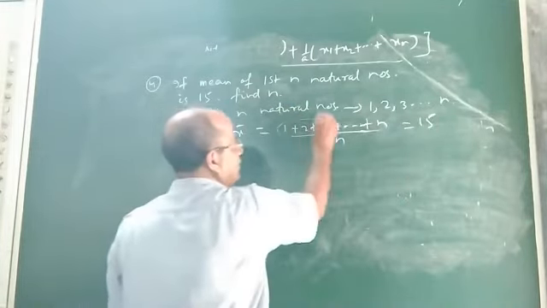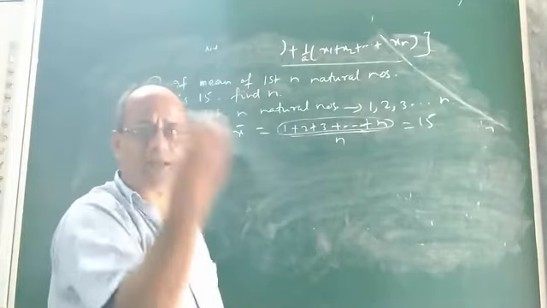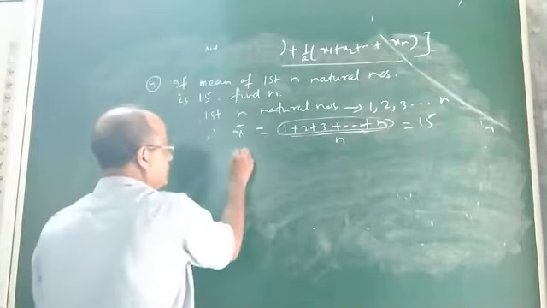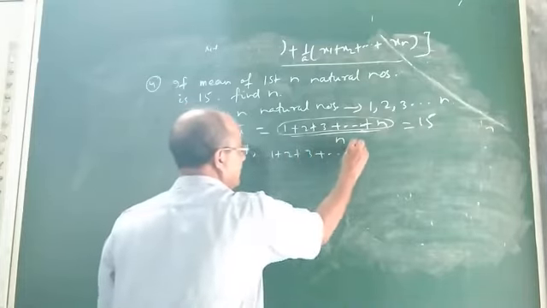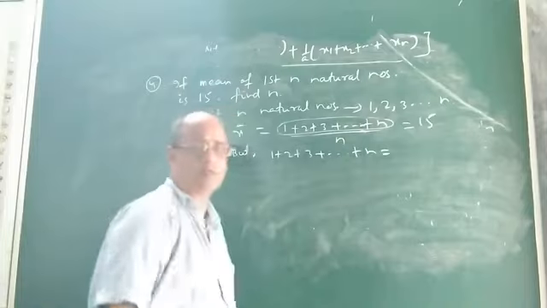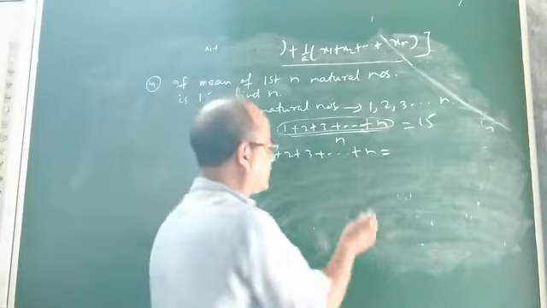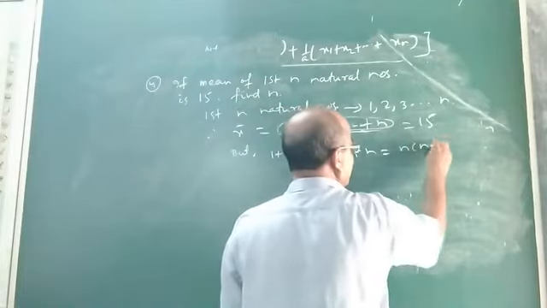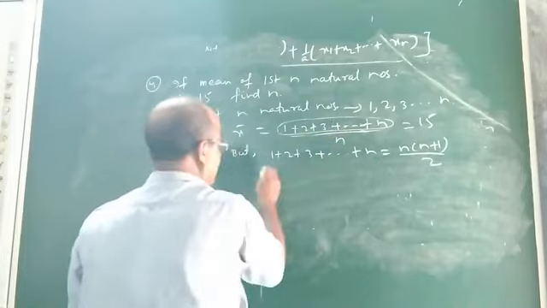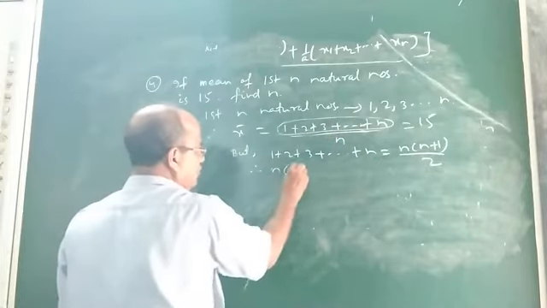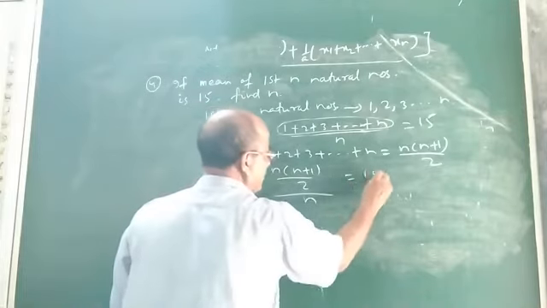But you see, what will be the sum of the first n natural numbers, 1 plus 2 plus 3 plus up to n? The sum of the first n natural numbers is given by Gauss formula. You know that. What is the formula? The formula is n into n plus 1 divided by 2. So now you substitute this value here. Therefore, n into n plus 1 by 2, whole divided by n, equals 15.